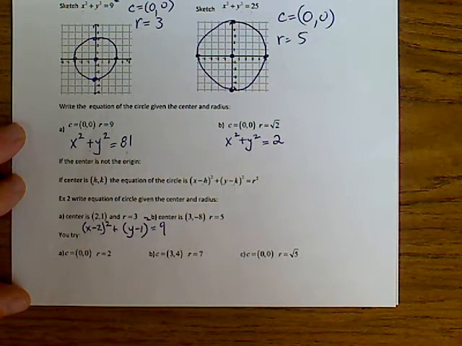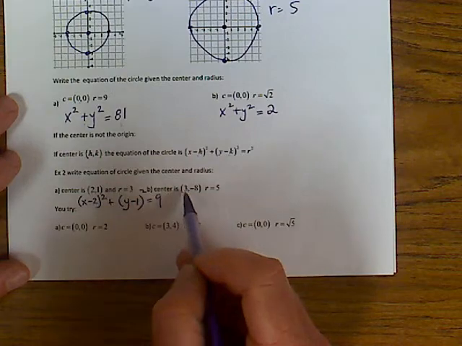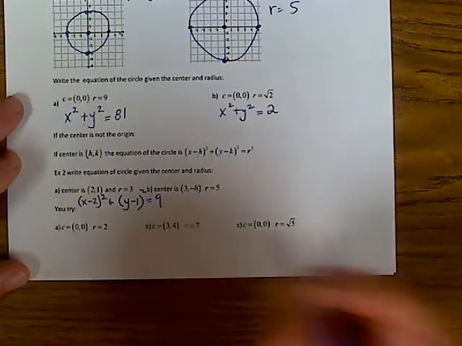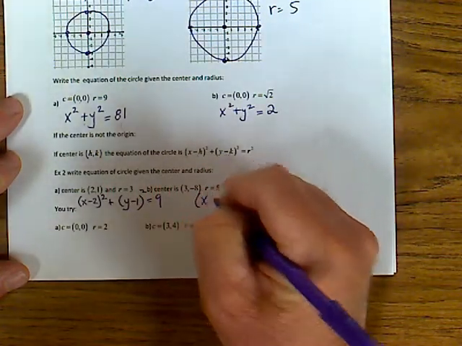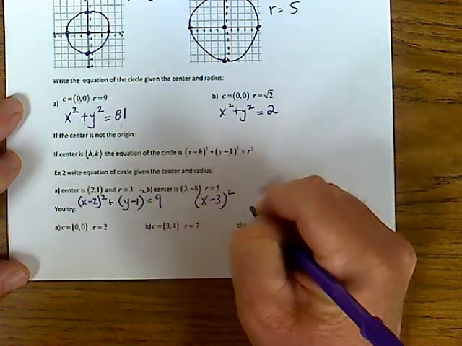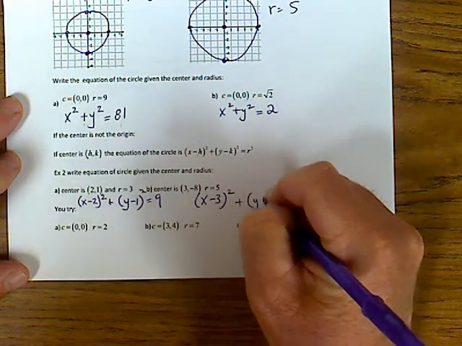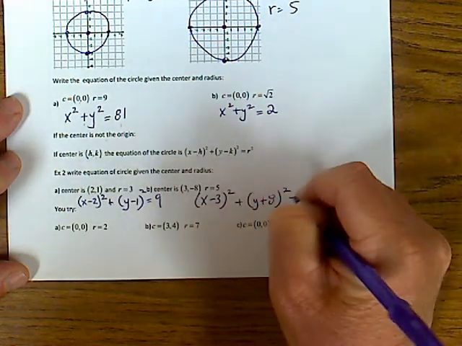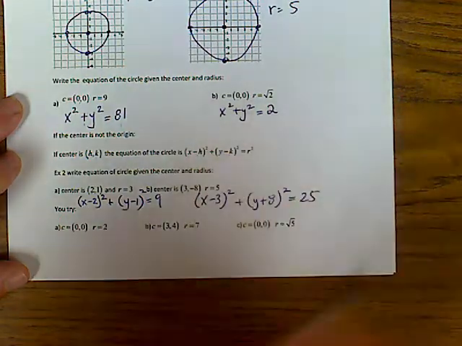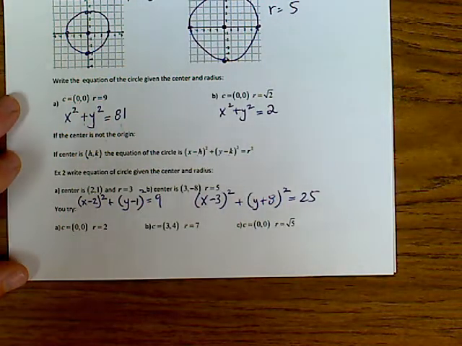Okay? I mean, piece of cake. You guys got this. You can do it. All right? Letter B, center is 3 comma negative 8. Radius is 5. That's going to come from x minus 3 squared plus y plus 8 squared equals 25. It's always the radius squared.